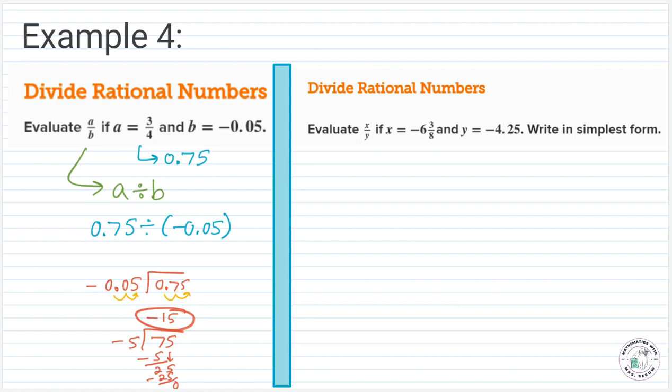Now for the one on the right, again, it says evaluate x divided by y if x is equal to -6 3/8 and y is equal to -4 25/100. With this question, like I said, I'm going to do this one involving the fraction forms. So I will rewrite this -4 25/100 as -4 1/4. And again, just like the previous question, this x over y, we can just write as x divided by y, so that it doesn't look like a fraction. And so setting up this question, we're going to have -6 3/8 divided by -4 1/4.